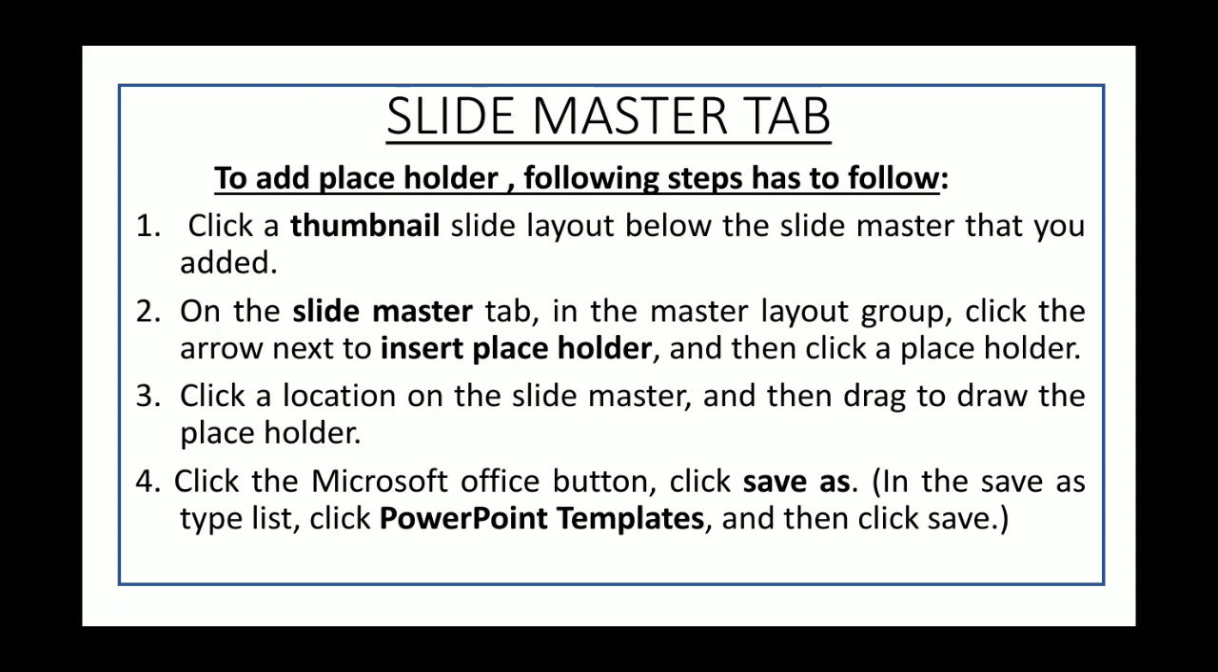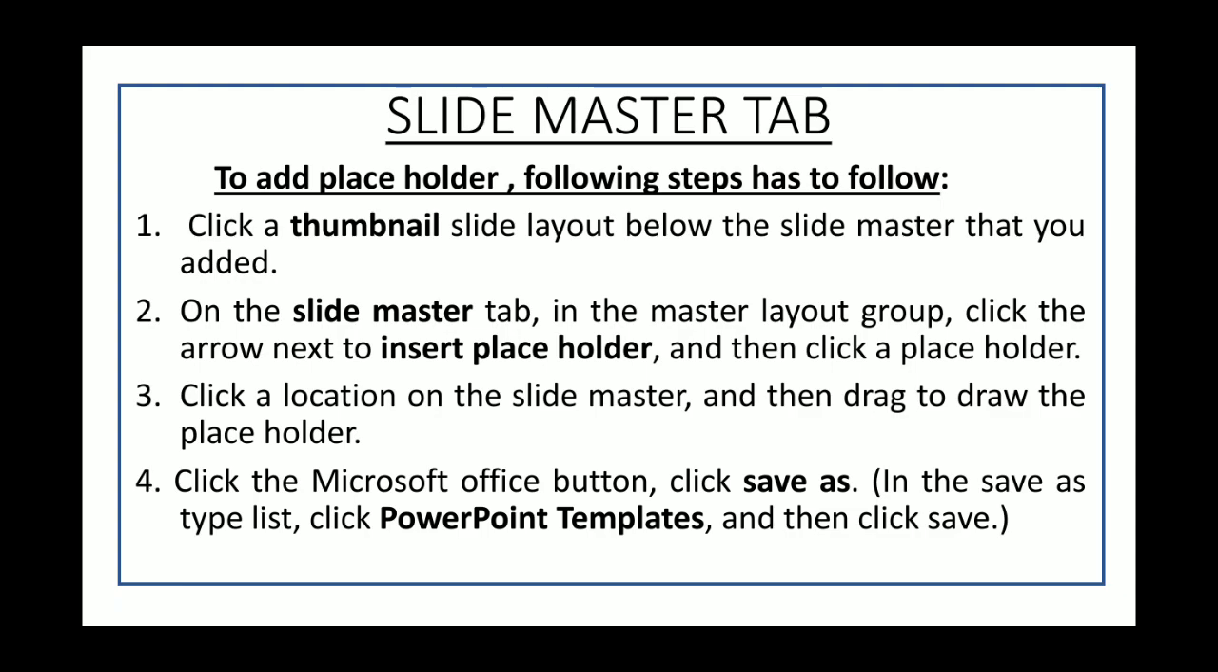On the slide master tab, in the master layout group, click the arrow next to insert placeholder. You can insert a new placeholder to your slide master. Click a location on the slide master and then drag to draw the placeholder. A placeholder is nothing but text, table, picture, image, bullets, numbering, everything that you can place on the presentation. Whichever placeholder you want, you can drag and draw on the slide.